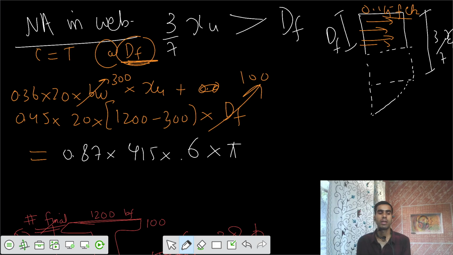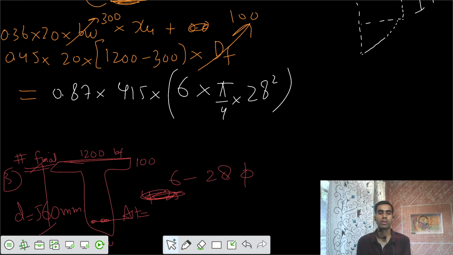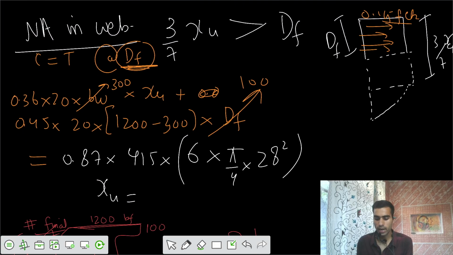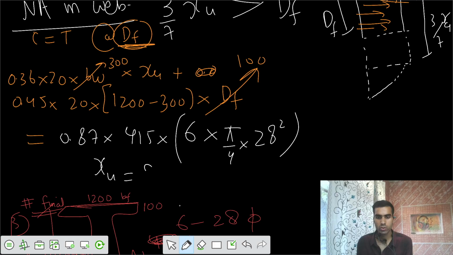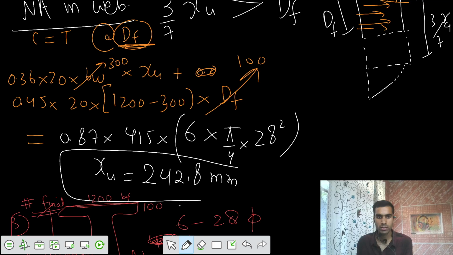6 bars of diameter 28, so this is your AST. Solve for that and you can get the value of XU. For this case, we assume the neutral axis is such that 3 by 7 of XU is greater than DF. Now I assumed that DF is less than 3 by 7 of XU, and I got that XU comes out to be equal to 242.8 millimeters.